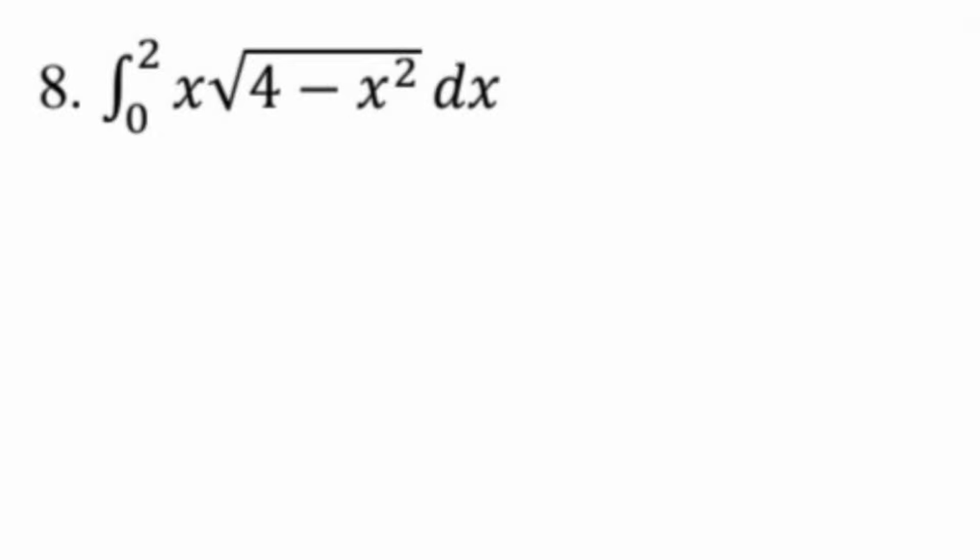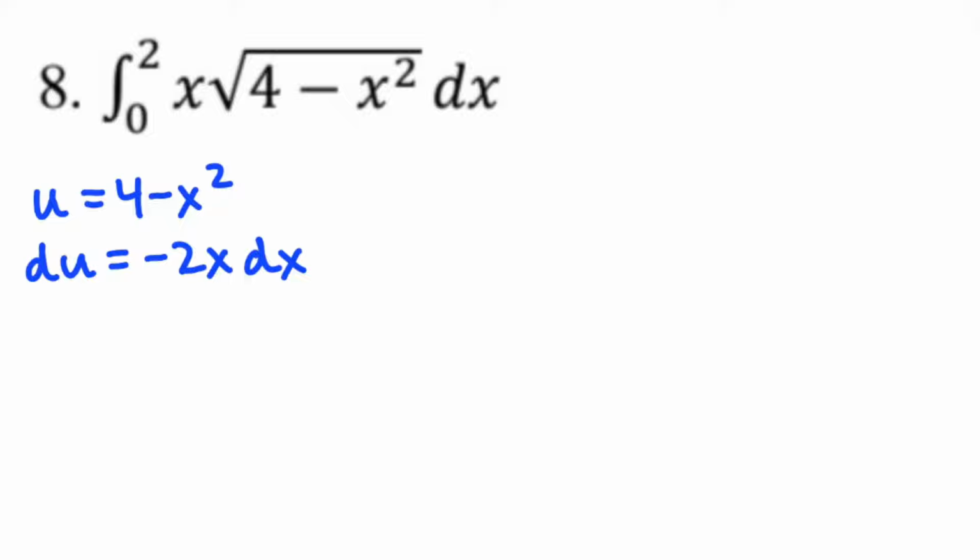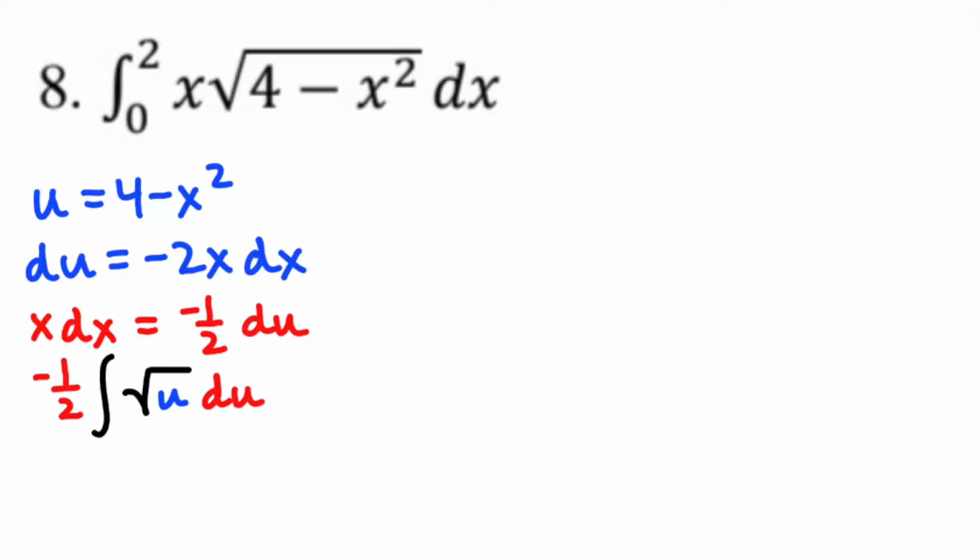All right, number 8. I'm going to let u be the inside of the square root, the inside of the composition of functions. So u equals 4 minus x squared. du is going to be negative 2x dx. I only have 1x dx, so that would be negative half of du. Make my substitution. The x dx becomes a negative 1/2 du. I'll put the negative 1/2 on the outside of the integral.